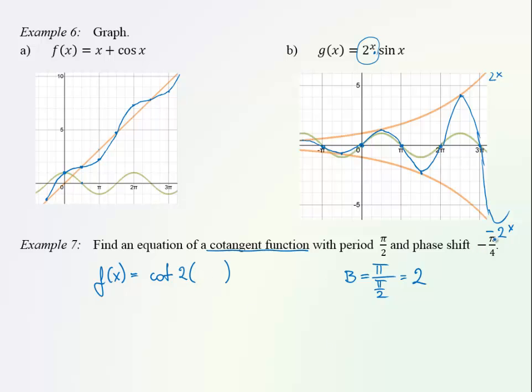And the phase shift is negative pi quarter, so I add, because it's minus negative pi quarter, so I add pi quarter inside the bracket, and that's my function. So that's one of such equations. Obviously, you can multiply this cotangent by anything you wish. You can add or subtract anything you wish. It will still satisfy these two conditions, and that's all we care about.